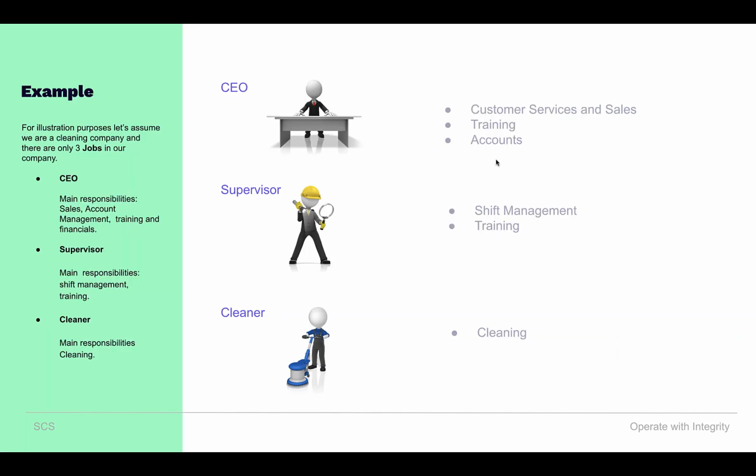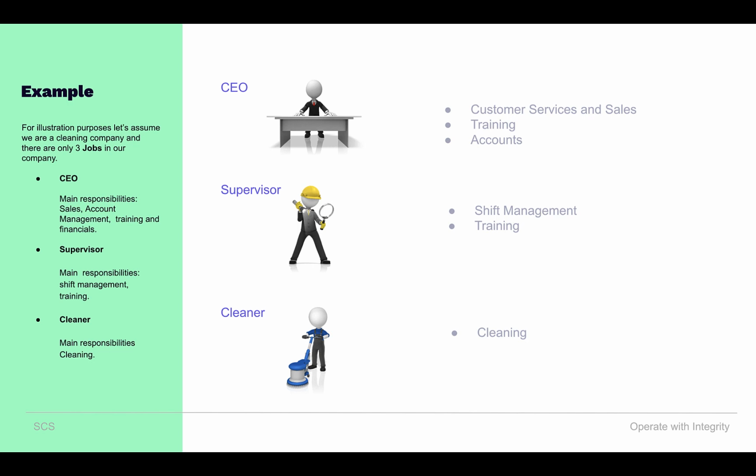Okay, now let's look at an example of how this all hangs together. For illustration purposes, let's assume we're a cleaning company and there are only 3 jobs in our company. We've got a CEO, their main responsibility is sales, account management, training and financials. We've got a supervisor, their main responsibility is shift management and training. And we've got a cleaner and their main responsibility is cleaning.